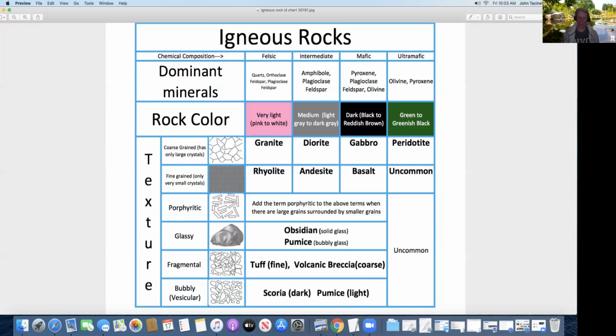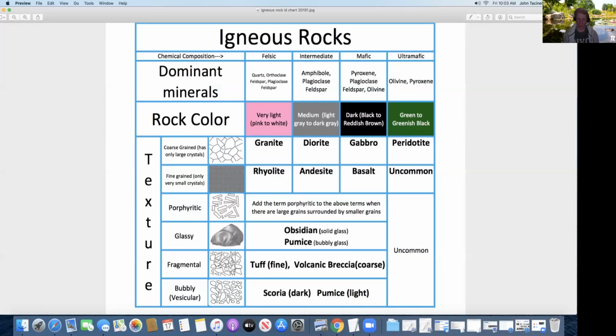Okay, let's look at the igneous rock chart. There are two sides to the chart. There's the compositional side along the top and the texture side along the vertical here. As far as composition goes, it ranges from felsic to intermediate to mafic to ultramafic.